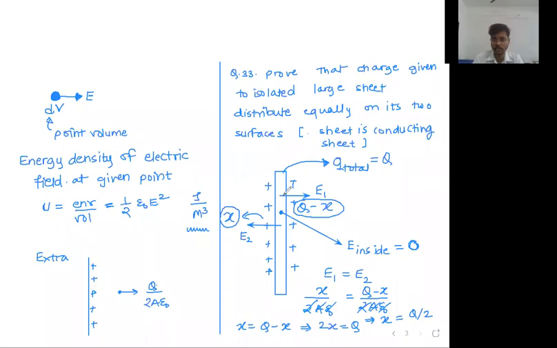Left hand side charge gives electric field E1. Right hand side charge gives electric field E2. These electric fields are opposite in direction and they must be equal in magnitude. Okay, only then inside electric field will be equal to 0.